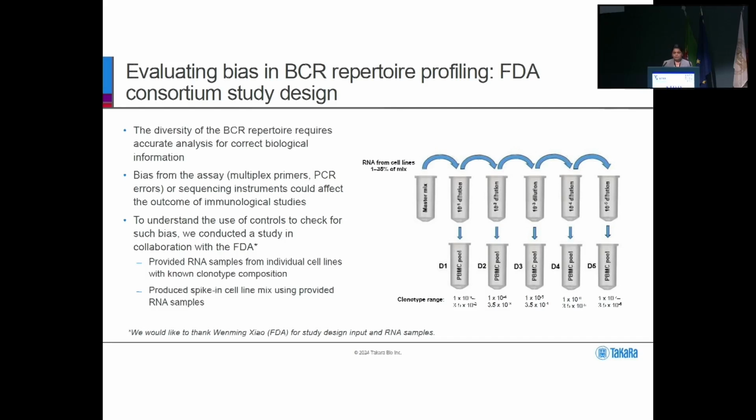So we received the RNA samples from FDA, which are PBMC RNA and cell line mixed RNA. So 9 cell lines were mixed in different proportions, ranging from 35% to 1%. These cell lines are spiked into PBMC at 5 different dilutions. And the lowest concentration of the clonotype in the D5 dilution is 1 in 1 billion.